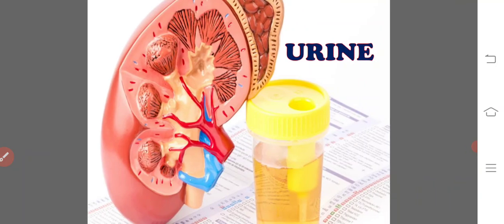Coming to urine, urine contains antibacterial substances which kill microorganisms. The microorganisms that reach the male and female urinary tract are removed by acidic urine.